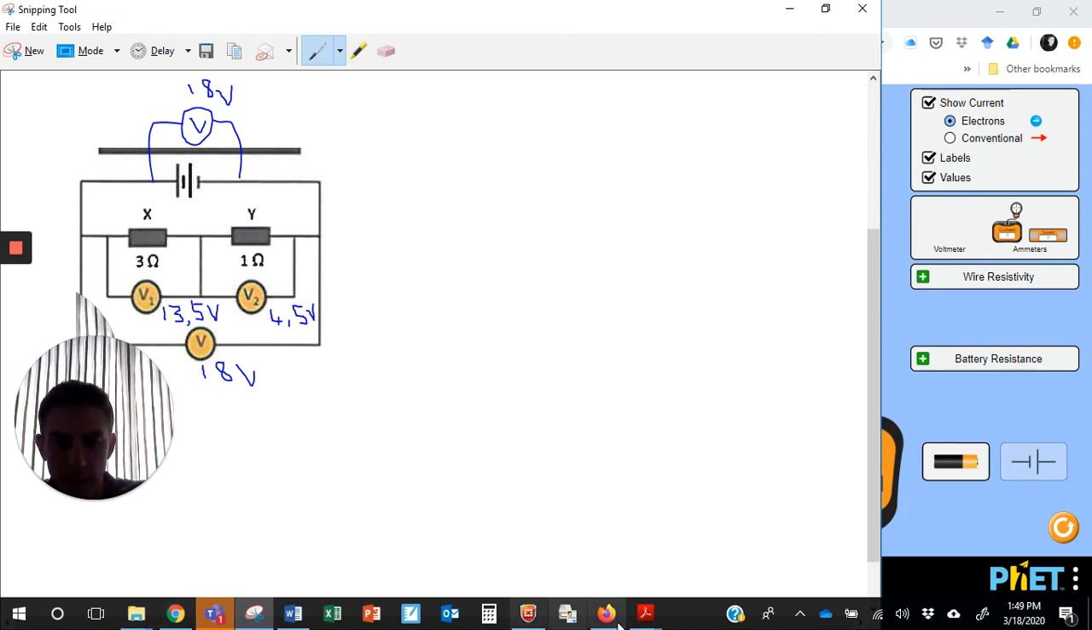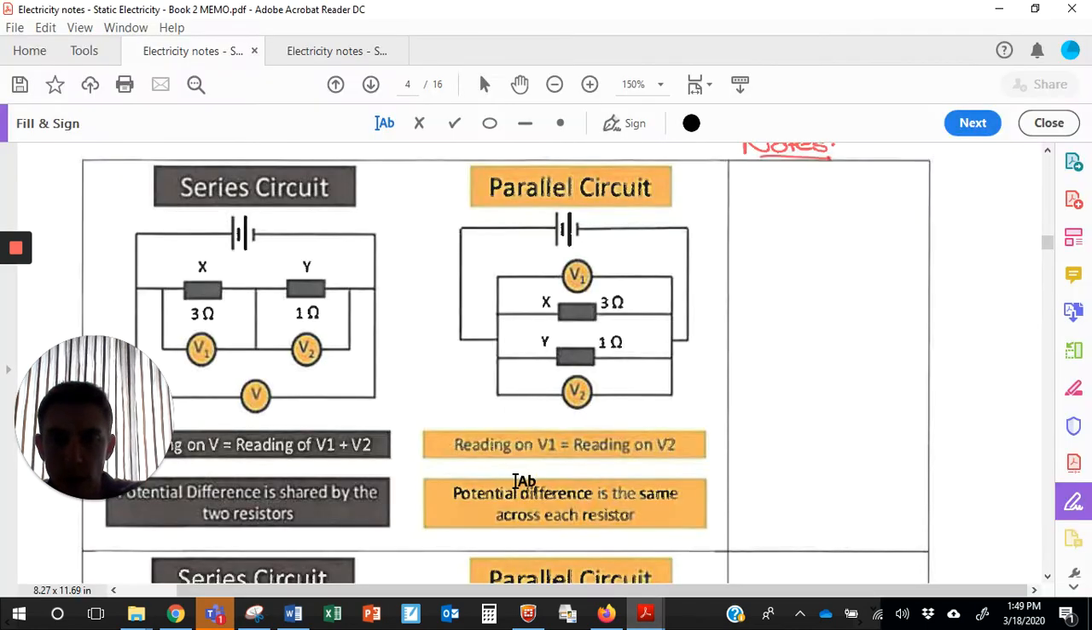So we can say that if you add the reading on voltmeter 1 to the reading on voltmeter 2, you're going to get the reading on voltmeter V, which is connected across both resistors in the series circuit. So potential difference is shared by resistors in a series circuit.